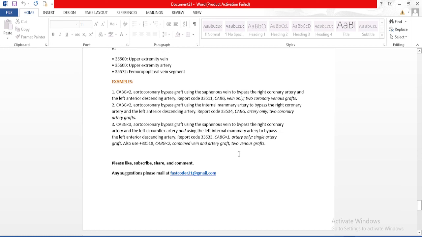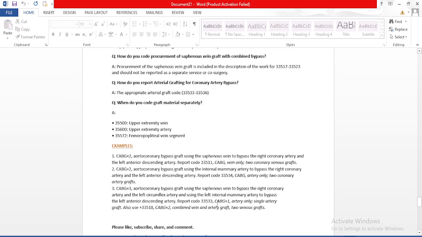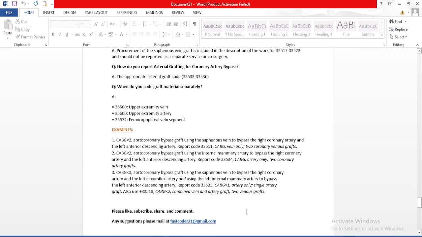As we discussed just now, to code combined artery and vein, we have the 33533 series. Here a single artery graft is also used. This is the add-on code 33518, CABG combined vein and artery graft, two venous grafts for saphenous vein. So here the physician has used two. So 33533 is for artery only, and 33518 is for combined vein and artery graft. So basically whenever we have a combined artery and vein graft, we code the artery from the artery section. For vein, we need to code from the combined vein and artery section, which is the 33517 series.